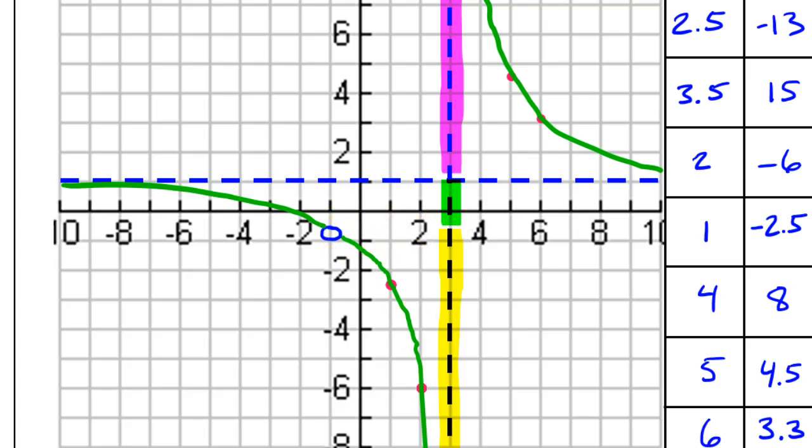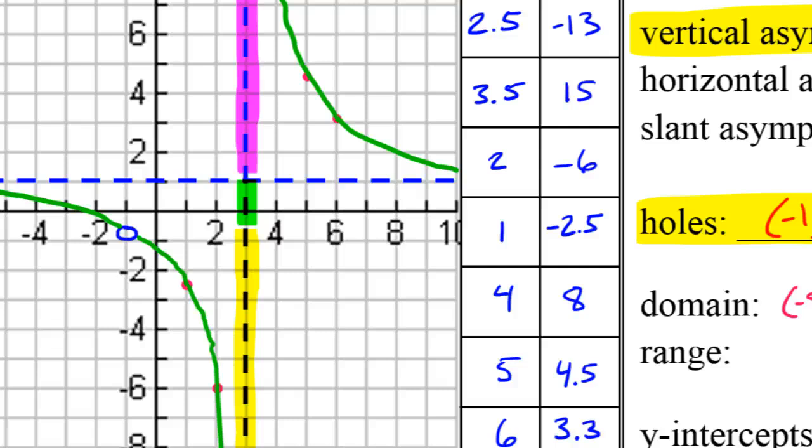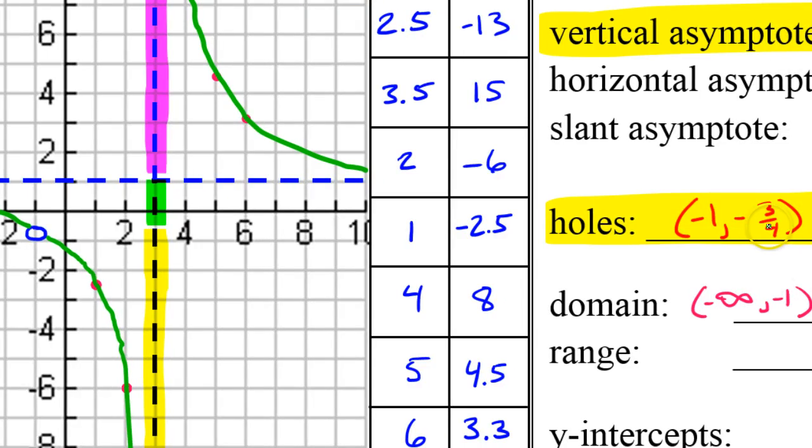Now remember, the y value of this hole is negative 3/4. So I'm going to go from negative infinity to negative 3/4. Then I'm going to go from negative 3/4 to 1. That's the y value. And then I'm going to go from 1 to infinity. That's what's happening with the range.